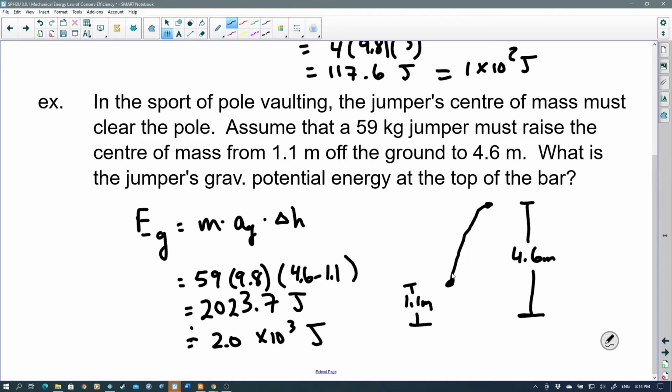And that's how much energy you're storing from bringing the center of mass from this height to this height. And it doesn't matter that it's a bit of a parabolic path. All that matters is the starting height and the ending height in this case.